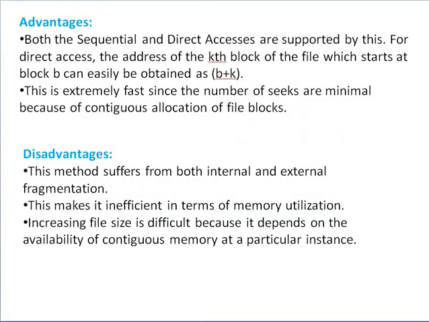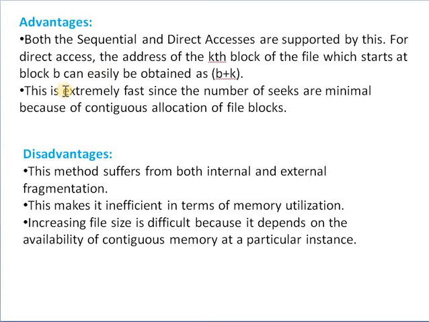Let's see what the advantages and disadvantages of the continuous allocation method are. Both sequential and direct access are supported. For direct access, the address of the kth block of the file which starts at block B can easily be obtained as B plus K.